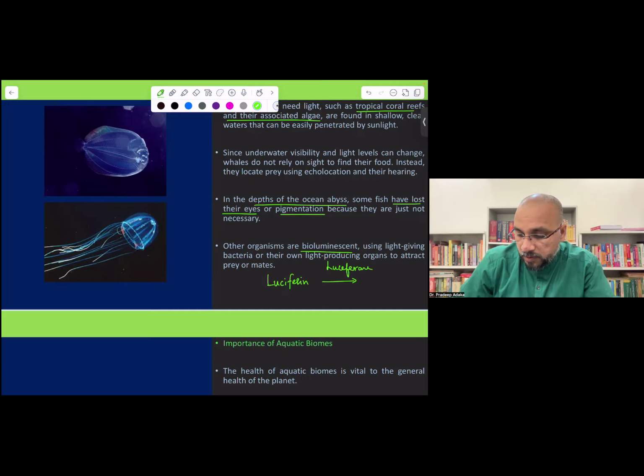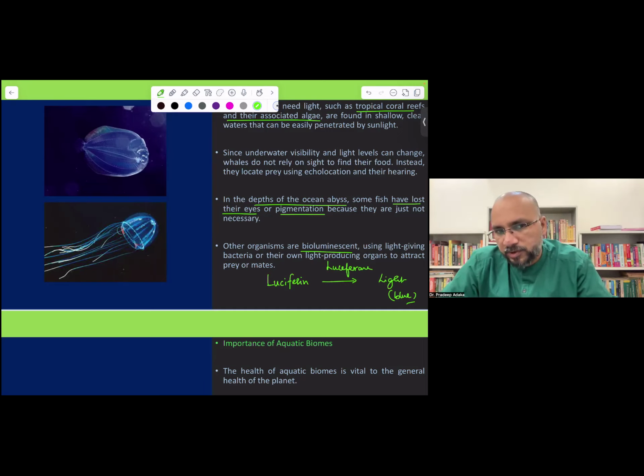It produces a blue kind of light, luciferin. So the enzyme luciferase acts on this molecule to produce light. So you have to remember the molecule luciferin. So some have this bioluminescent molecule which will produce light when the luciferase enzyme acts on it. Other organisms have an association with bacteria that are bioluminescent.